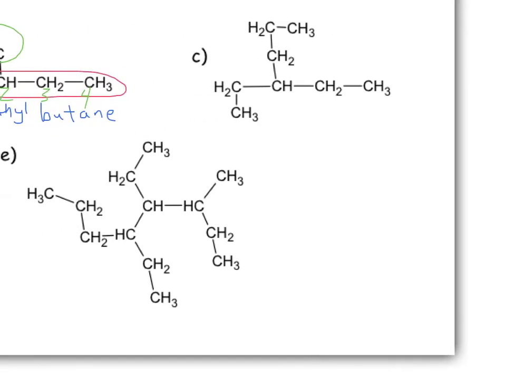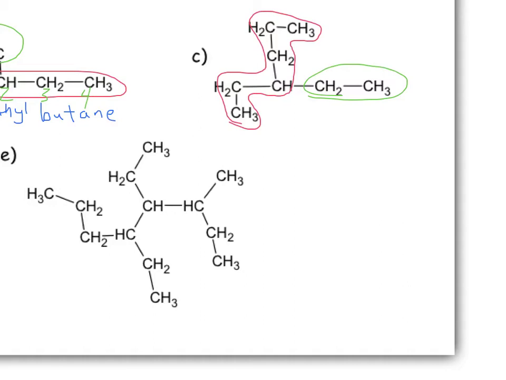So example B, 2-methylbutane. Example C. My longest consecutive chain of carbons, I could go 1, 2, 3, 4, 5, or I could go 1, 2, 3, 4, 5, 6. Remember, the main chain does not need to be straight. It could be kinked, so don't get fooled. Always look for the longest consecutive chain. That gives me a side chain of 2 carbons there.